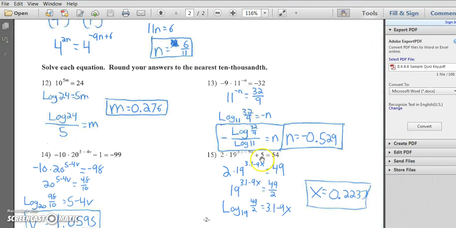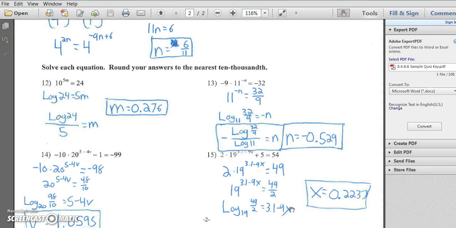Over here, first thing I did was subtract 5 and then divide by 2. Now I have the item isolated with the exponent, so I turn it into a log. Log base 19, base stays the base, of 29 over 4 equals 3.1 minus 9x. Aha, now my x is free. I can go after it.